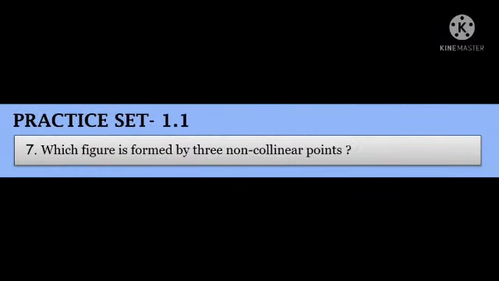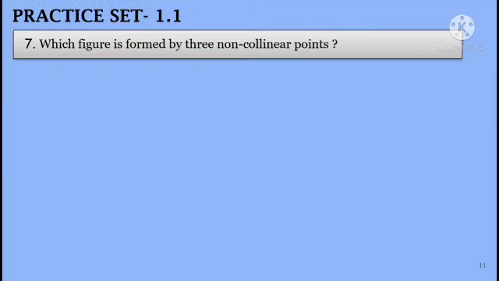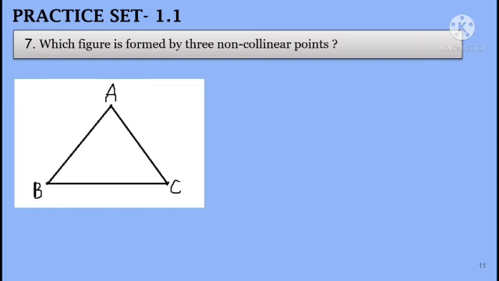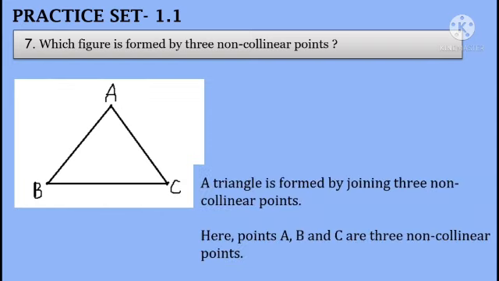Question number 7. Which figure is formed by 3 non-collinear points? Look at the figure. A triangle is formed by joining 3 non-collinear points. Here, points A, B and C are 3 non-collinear points.